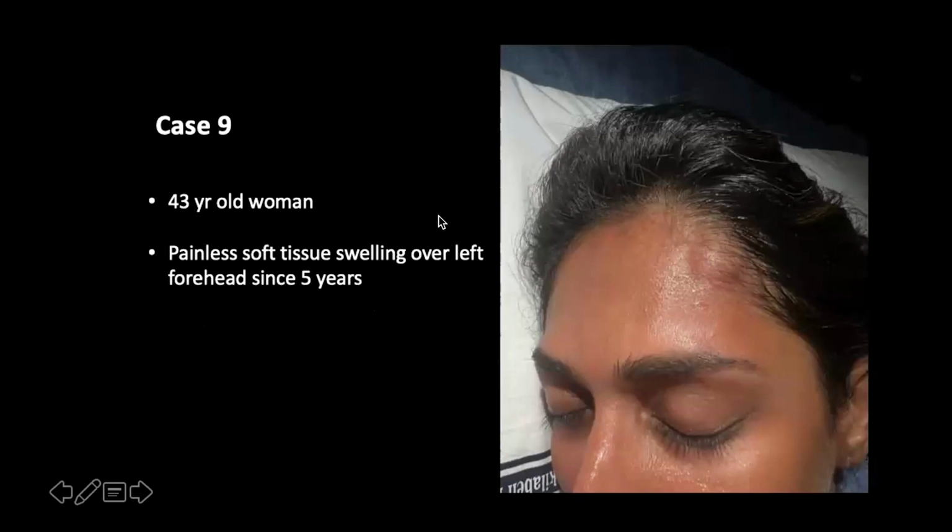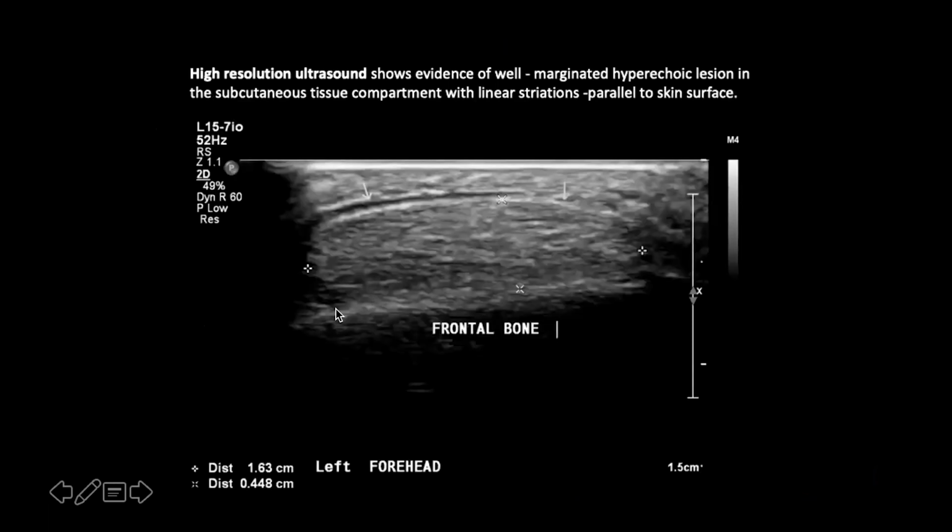This was a case which I did today, and I placed it in the presentation because this is the commonest soft tissue mass. This was a lady who came with a painless soft tissue swelling and was worried from a cosmetic point of view. When I did the scan, it was a well-marginated focal hyperechoic lesion with a very classical appearance of linear striations, which were parallel to the skin surface.